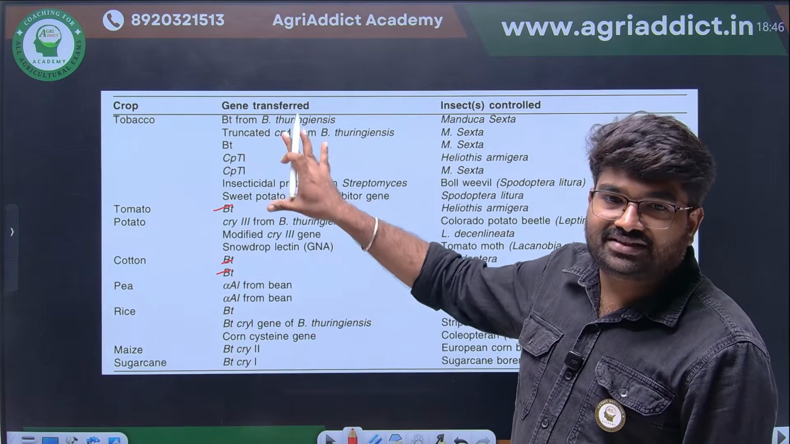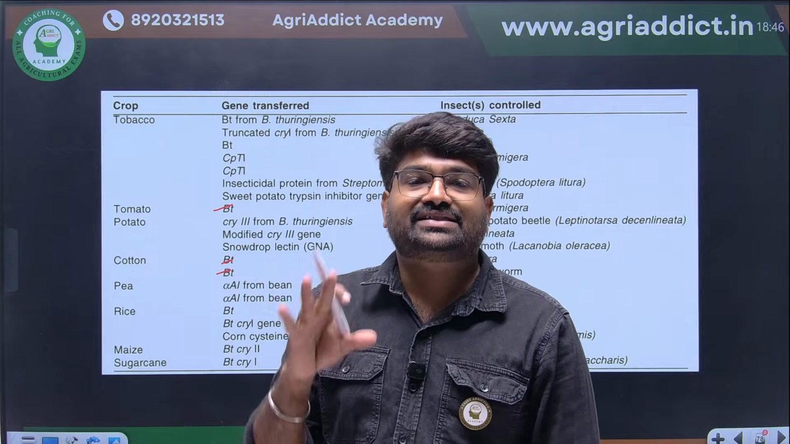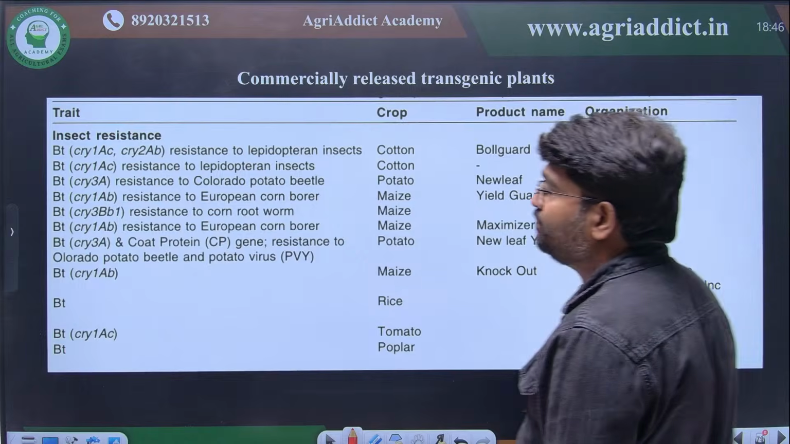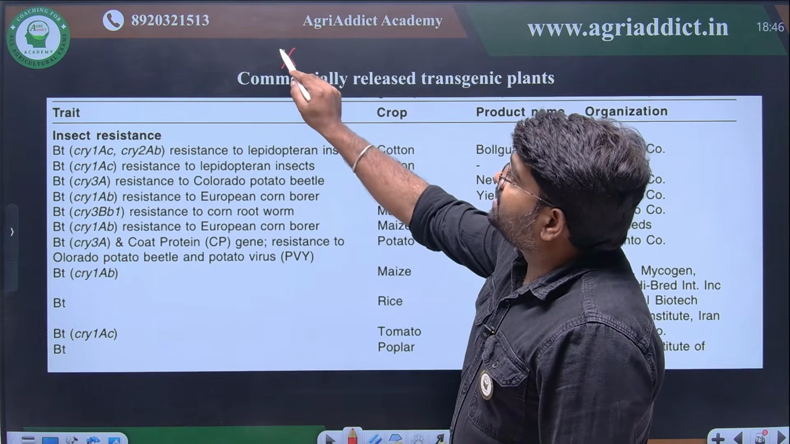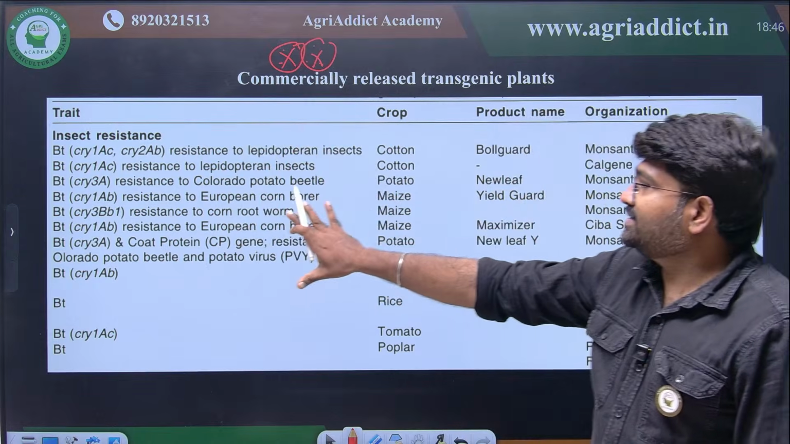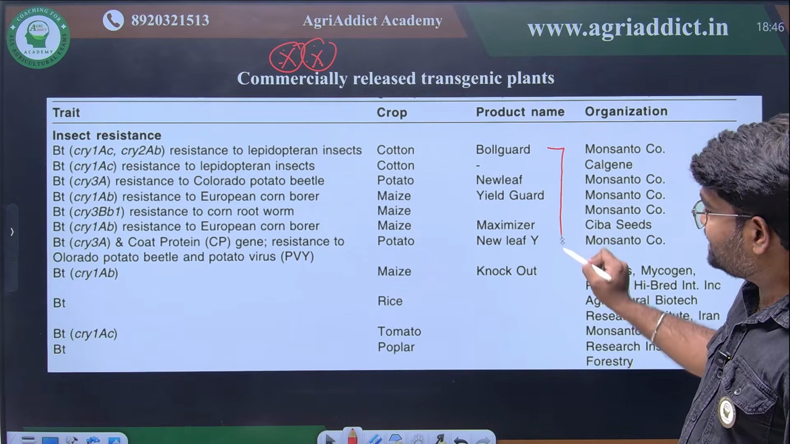If we express these genes, we can produce insect resistant plants. This is the concept. This is a very important slide. These are the different cry proteins they have expressed in different crops, along with the commercialized plant product.